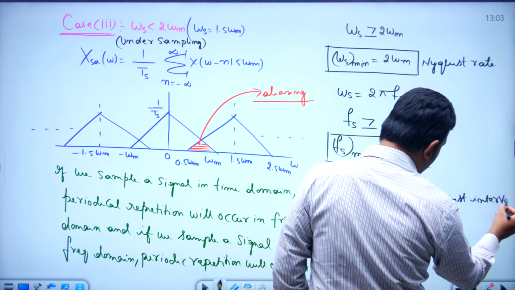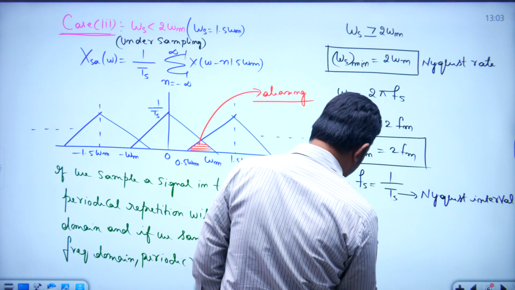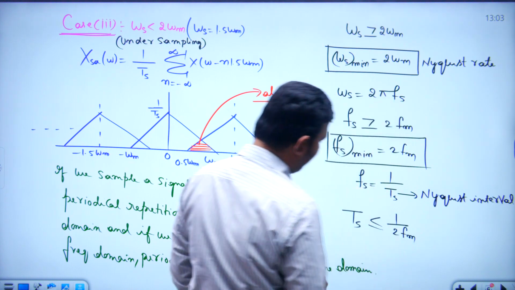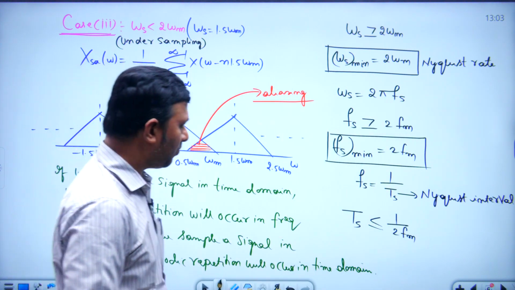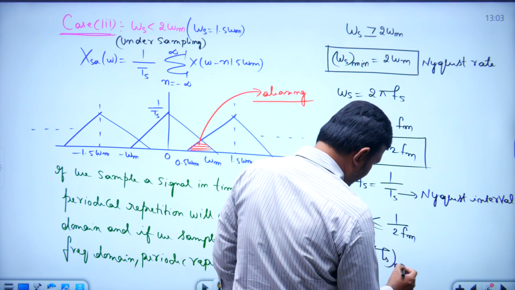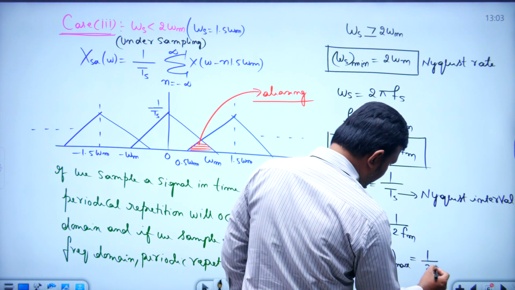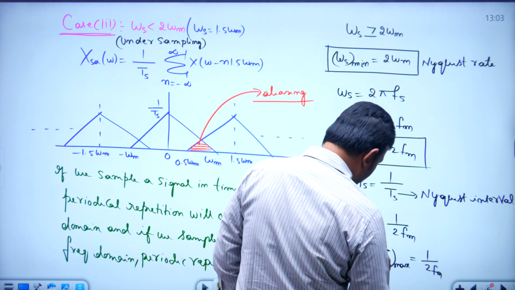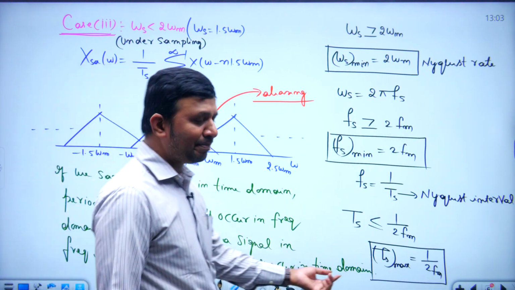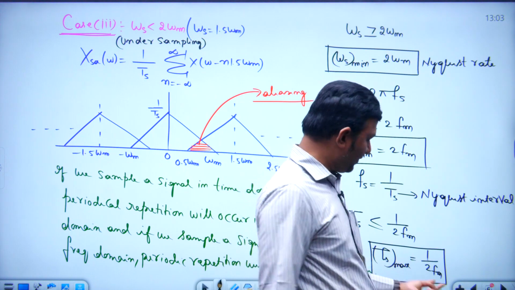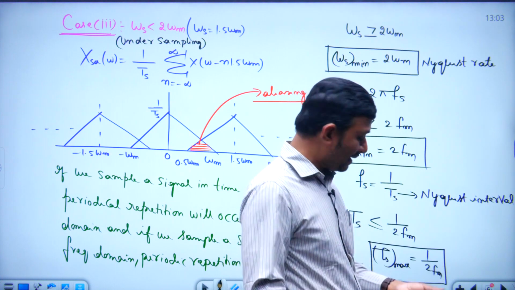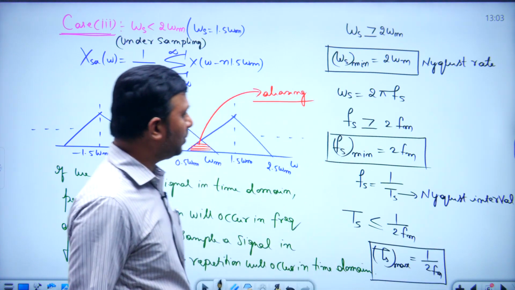Nyquist interval, and in terms of Ts, Ts must be less than or equal to 1 by 2 fm. The maximum value of Ts is 1 by 2 fm, right? It means the distance between adjacent samples, the maximum space allowed, is 1 by 2 fm. The distance between adjacent samples cannot be greater than 1 by 2 fm.